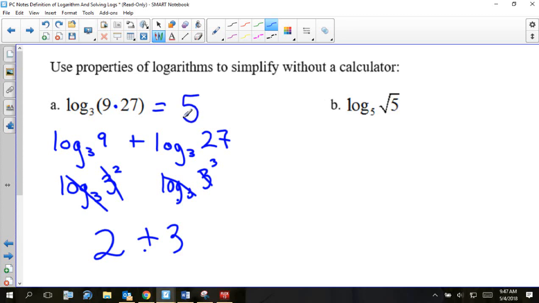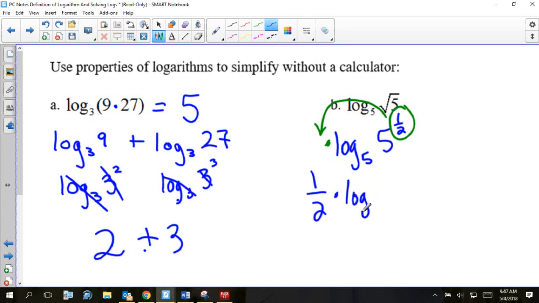Here's another one. If I take this and I rewrite it as log base 5 of 5 to the 1/2, now I'm going to use the property that I used at the very beginning of class. It says this 1/2 goes to the front and multiplies. So now I have 1/2 multiplied by log base 5 of 5, and then these cancel and become 1. So our answer is 1/2. So that's just using those properties.